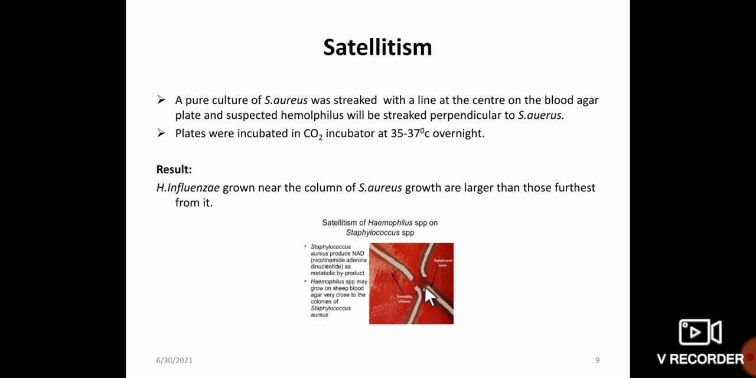Then we incubate at 35 degrees Celsius in the carbon dioxide incubator for about 18 to 24 hours. Then we look for the Haemophilus colonies towards the Staphylococci. Far from this we cannot make out any colonies, because Haemophilus will not grow well on blood agar. Staphylococcus supplies that factor by hemolysis, it is used up by the Haemophilus, and it grows. So this procedure is called satellitism.